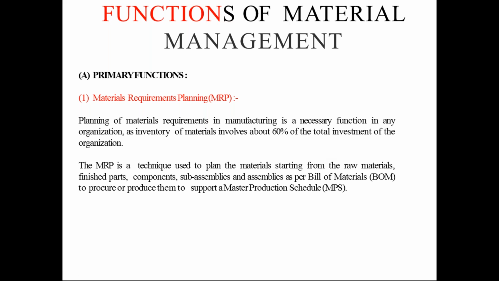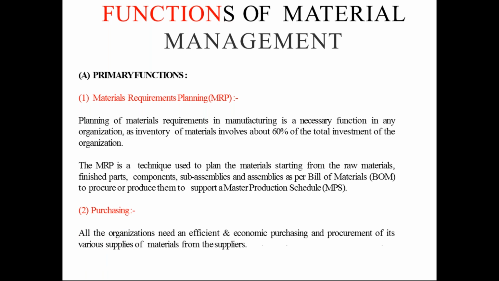The material requirement planning is a technique used to plan materials starting from the raw materials, finished parts, components, sub-assemblies, and assemblies as per the bill of materials to procure or produce them to support a master production schedule. Next one can be purchasing.